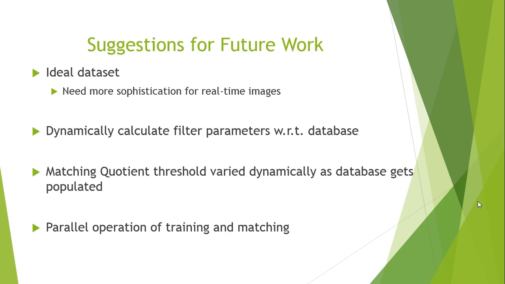And the matching quotient threshold that I showed you was at 0.9, which is a pretty high threshold. This is not the case in real-time applications. It has to be around the mean value, 0.5, 0.6. That should be good, but it again is dependent on the database. As the database gets populated, the threshold should be high so that it could reduce the number of false identifications.